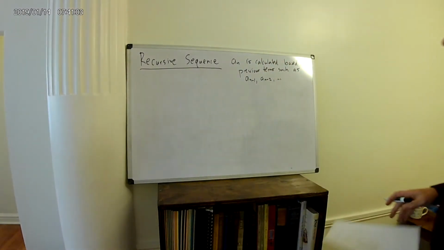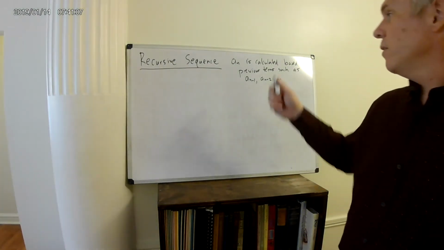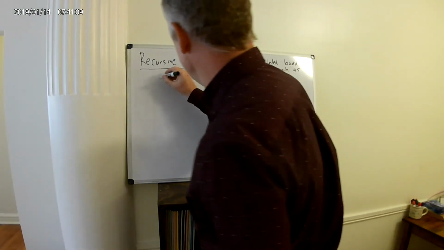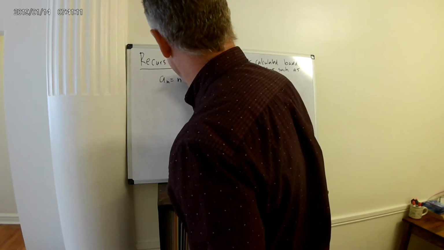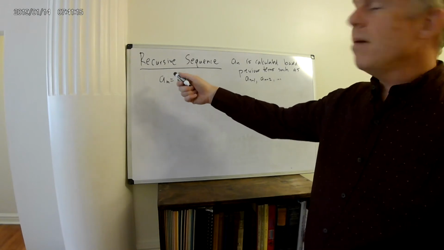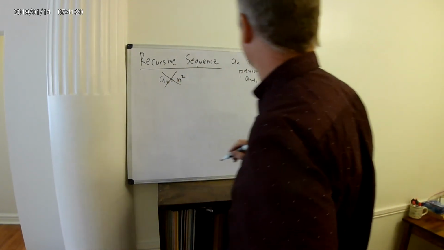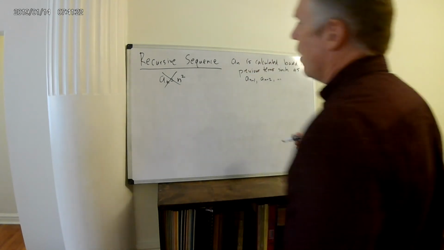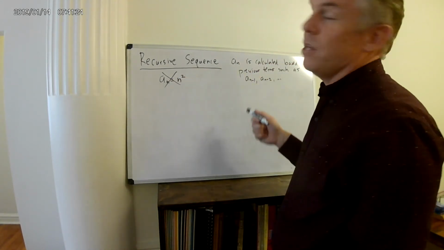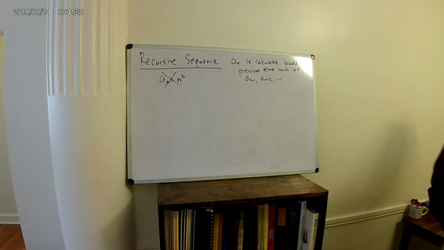So a recursive sequence is a sequence where instead of being given a formula like a sub n equals n squared, which is not a recursive sequence because you calculate each term based on the index n, a sub n is calculated based on the previous terms and not the index. Let me give you guys an example.